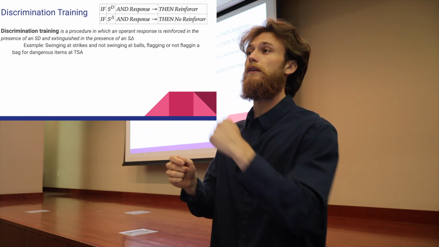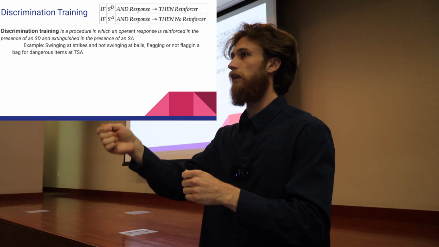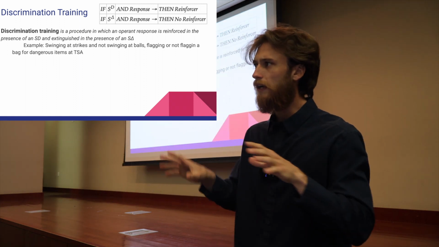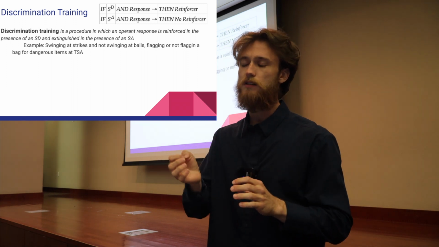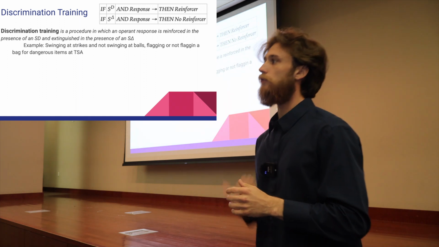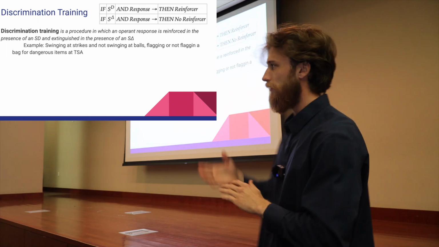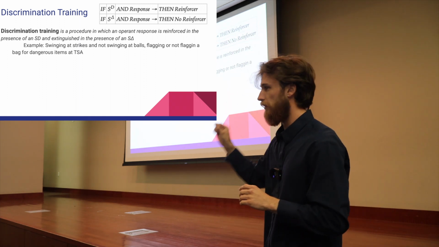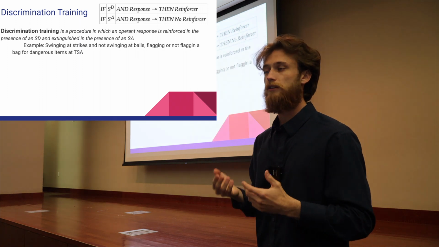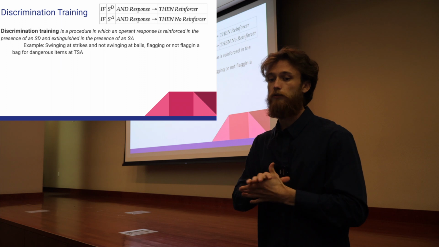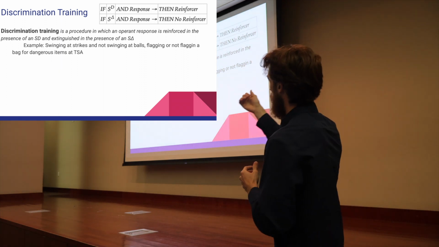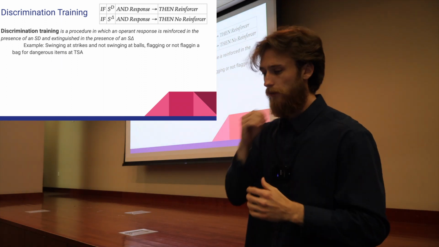Bike. What is this? Car. What is this? Truck. Because they all kind of look pretty similar, but having the correct response to describe each one, this would be discrimination training. Right? So this is the procedure of reinforcing in the presence of the discriminative stimulus and putting an extinction procedure on all responses for the S delta. Right?